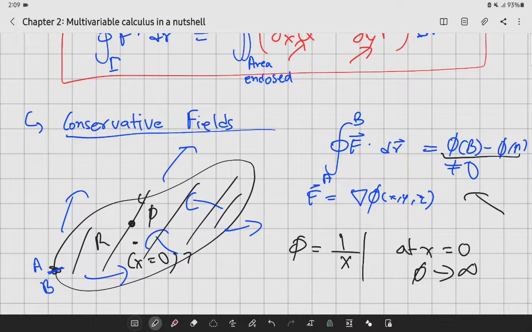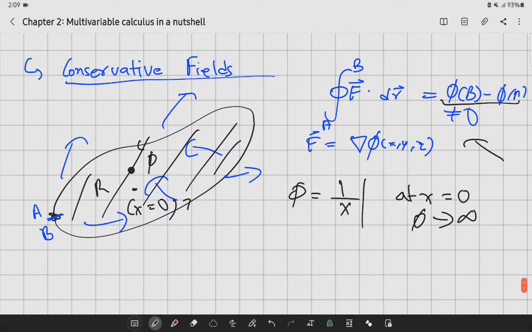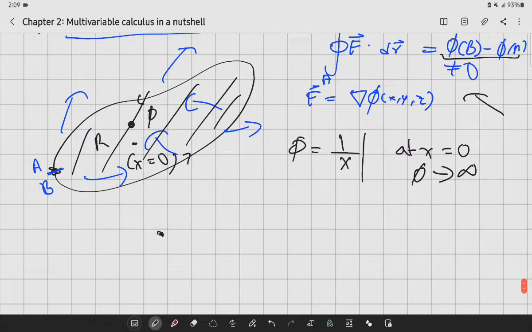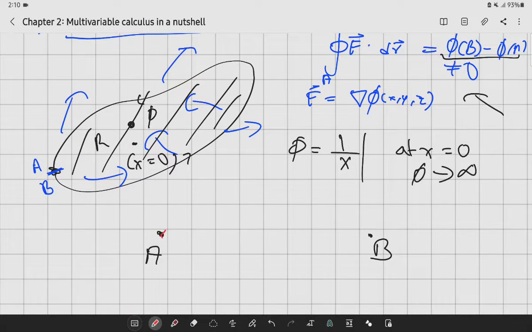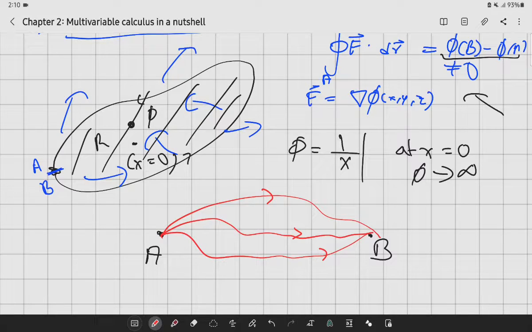So the idea of conservative fields is that no matter where you're starting, no matter what path you're taking from a point A to a point B, the work done by the field is the same. I can take this path, or this path, or this path. An example of this kind of field is gravity. Electric field is also an example of this kind of field.